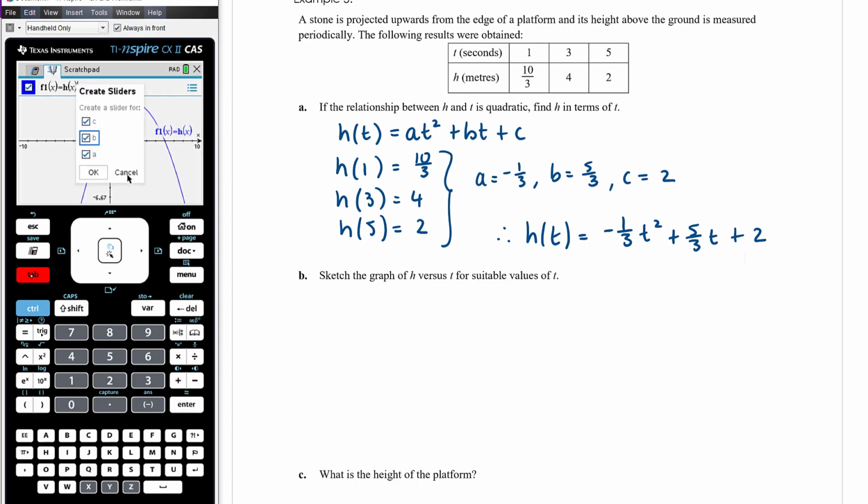I don't want sliders at all. I can just press cancel here. It knows what A, B, and C are. I don't know why it asks me. Right, there's my parabola. Sketch the graph of h versus t for suitable values of t.